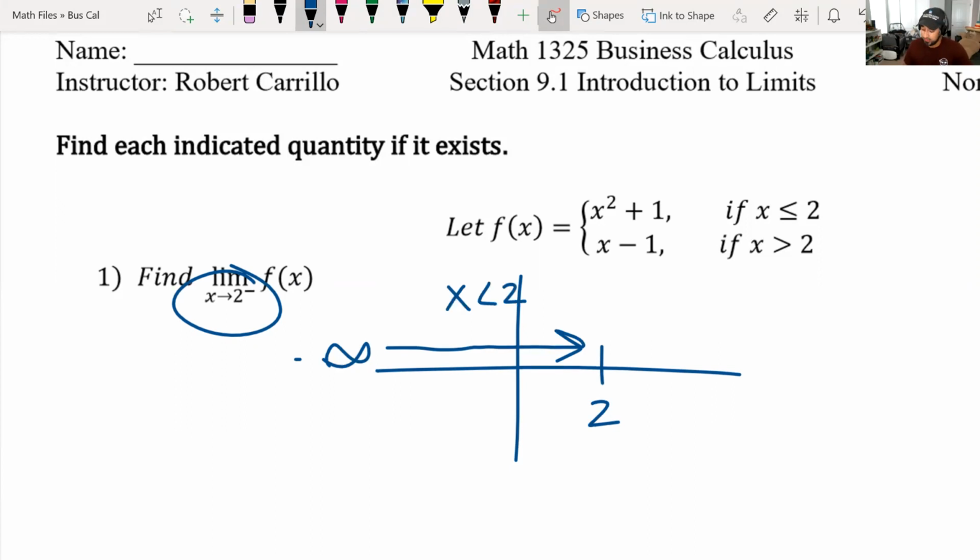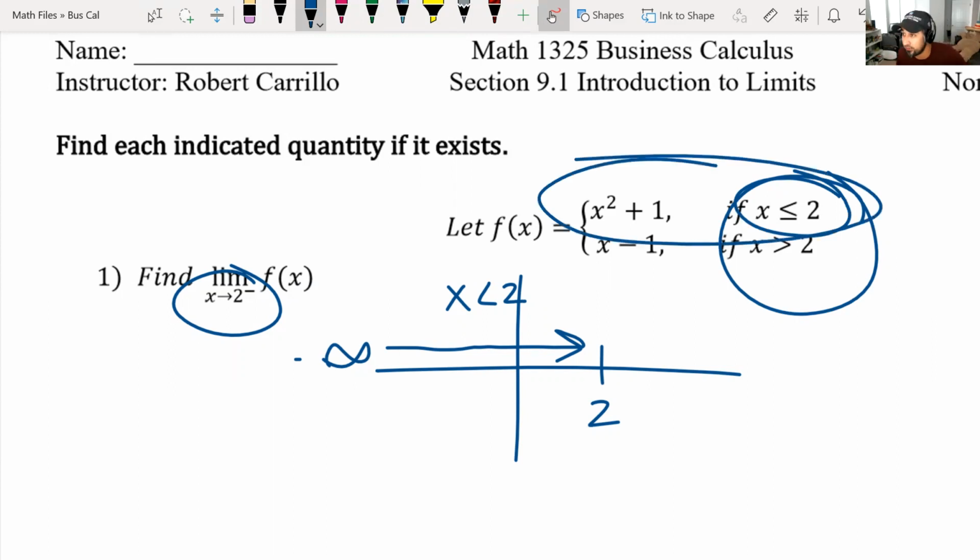So if we're approaching 2 from the left, we have to look at these restrictions and see which one the limit matches. And if we approach 2 from the left, this means all my x values must be smaller than 2. They must be less than 2. So we will connect this limit to the first restriction in the piecewise function, which means it allows us to use the first piece.